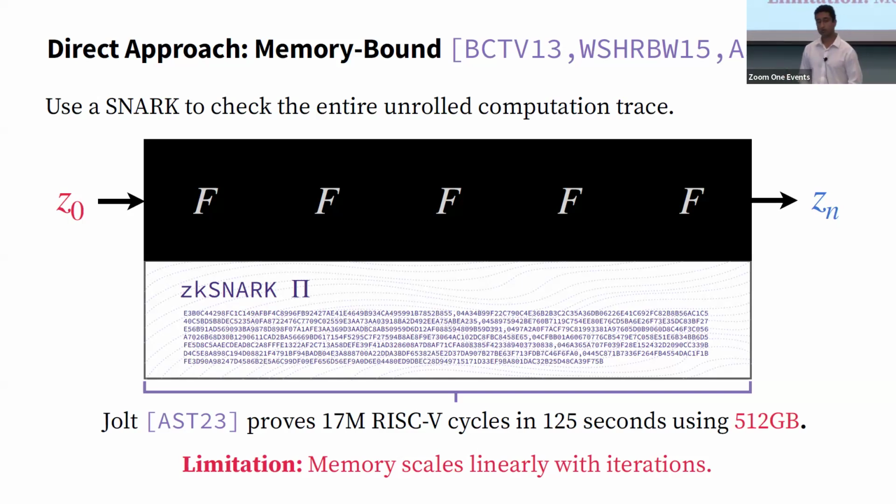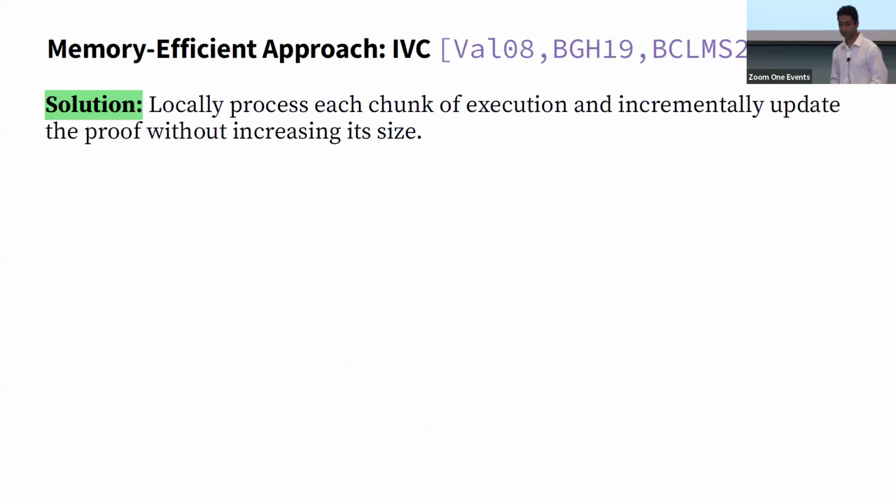Now, as a concrete example, Jolt, which is a state-of-the-art proof system which uses this approach, can prove 17 million cycles of RISC-V in just 125 seconds. But to do so, it requires a machine which has 512 gigabytes of RAM on board.